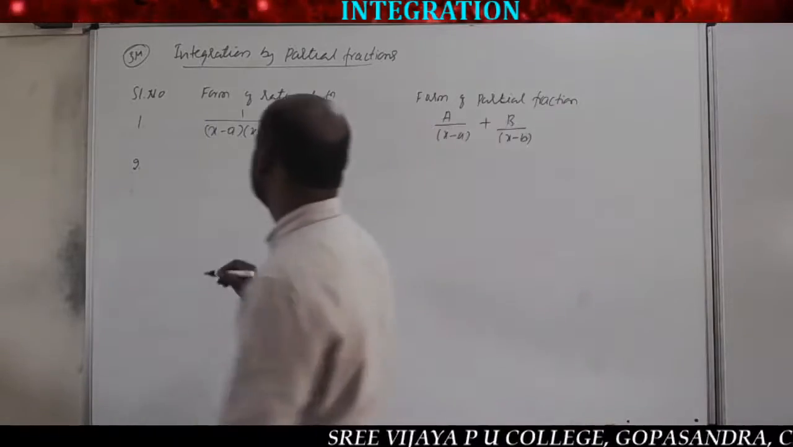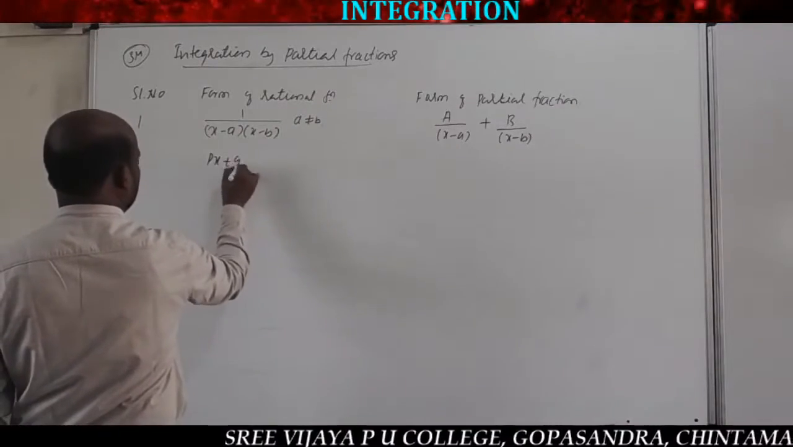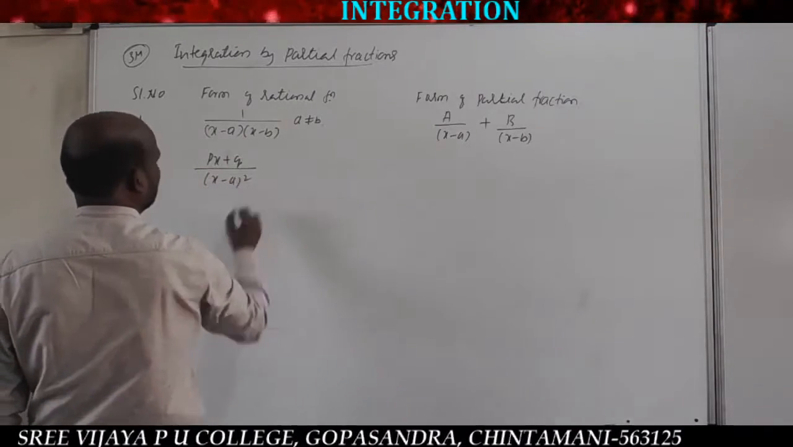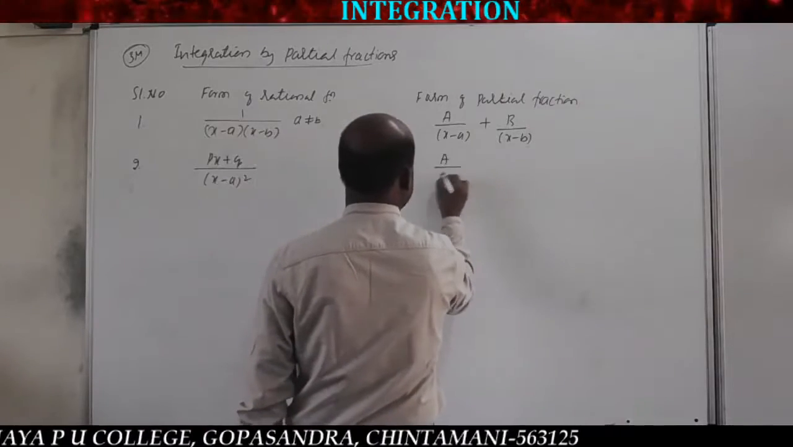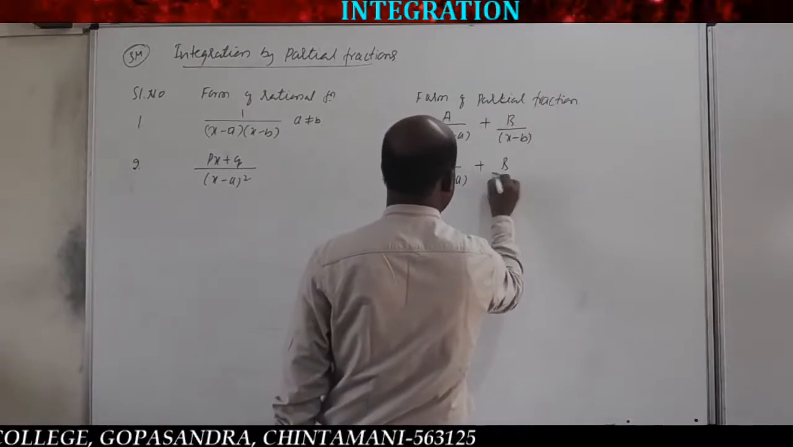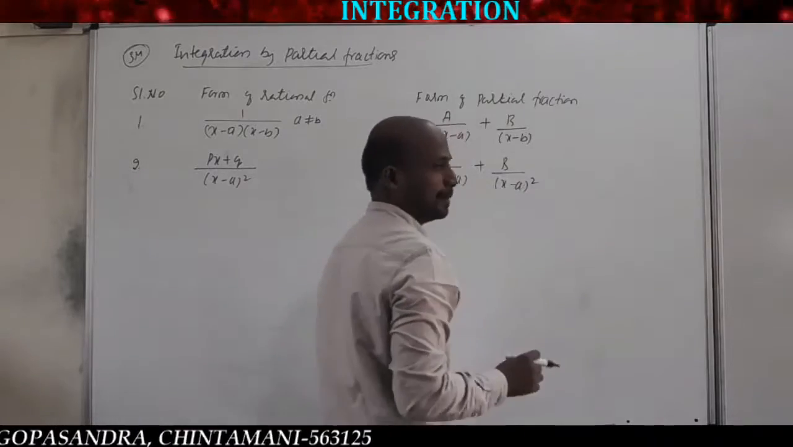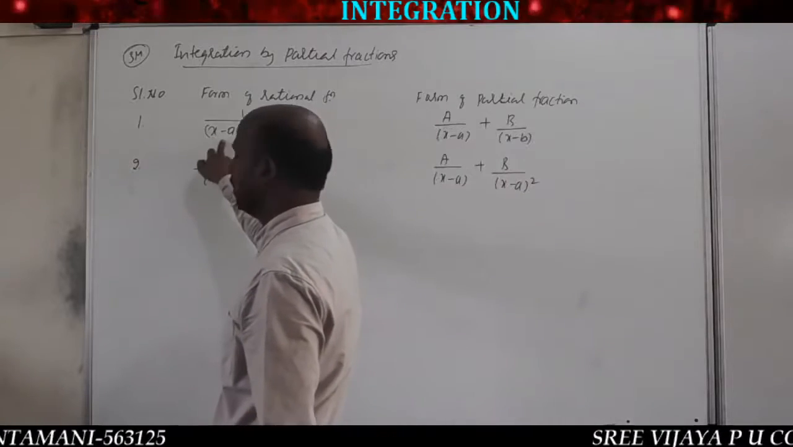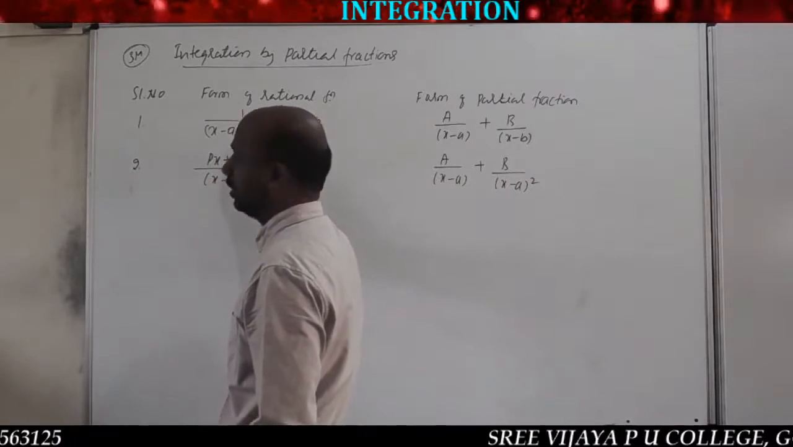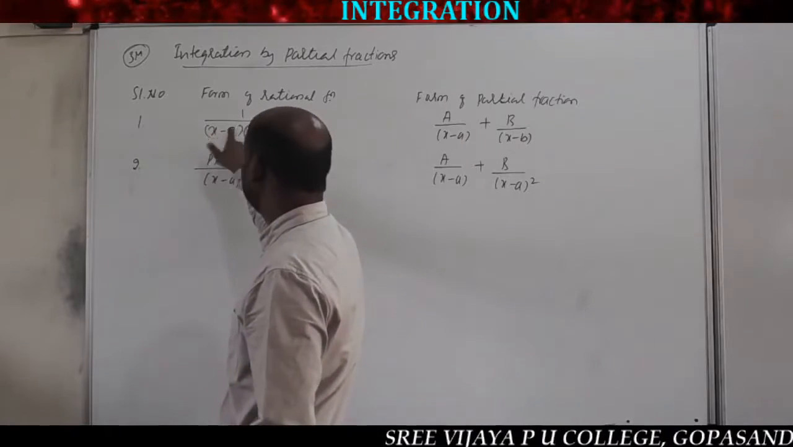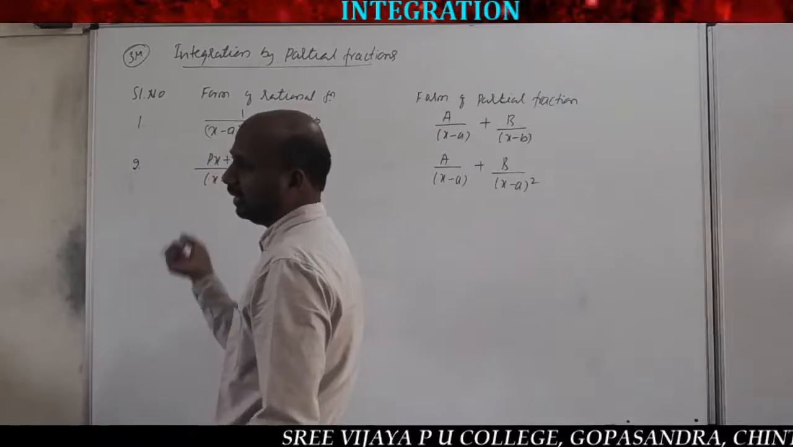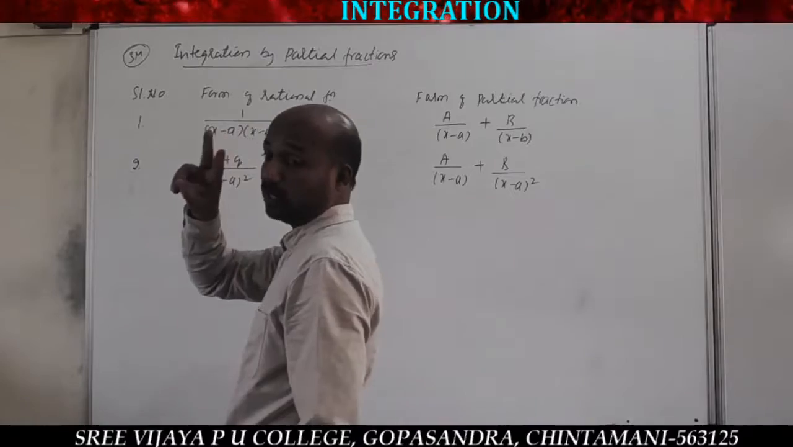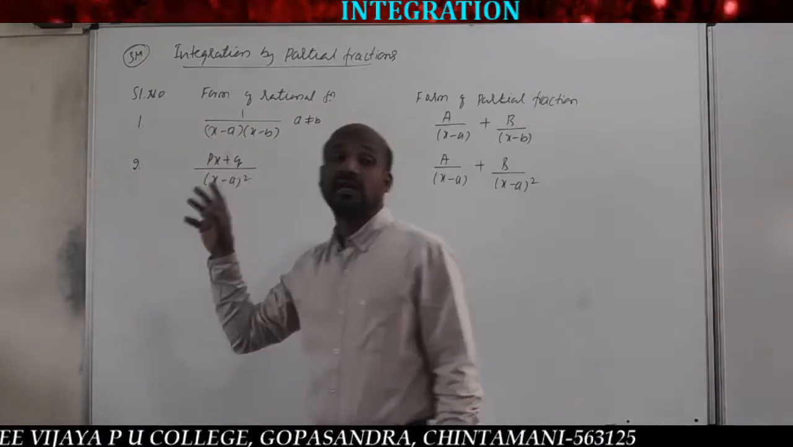px plus q by x minus a whole square. So this can be taken as A upon x minus a plus B upon x minus a whole square. Here you have to observe that in the denominator, x minus a is a linear factor and x minus b is a linear factor, but both are different. So we say the denominator contains non-repeated linear factors. But here it is x minus a whole square. x minus a is repeated 2 times. This is a repeated linear factor.